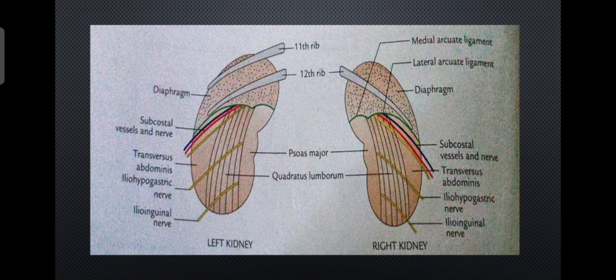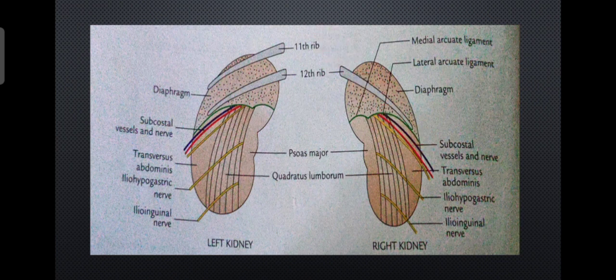Then posterior relations. Usually we know that the right kidney is slightly lower than the left kidney. So both the 11th and 12th ribs will come posterior to the kidney, but on the right side it is slightly lower, so that only one rib, the 12th rib, will come in the posterior relations of the right kidney.